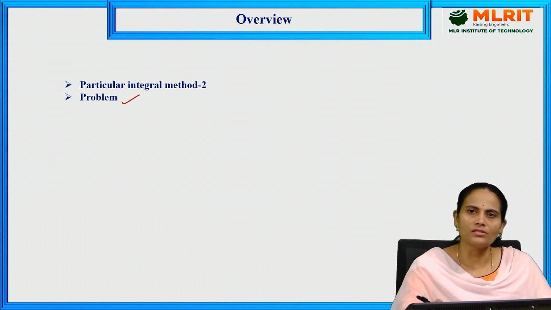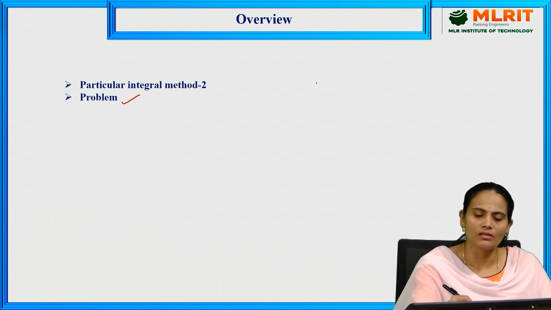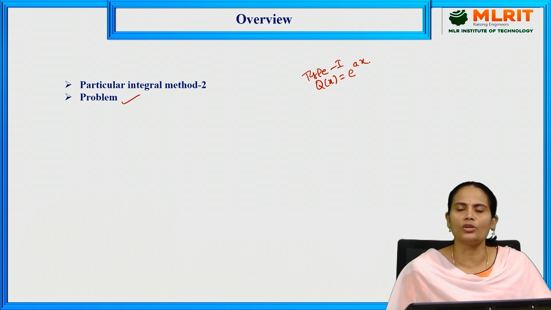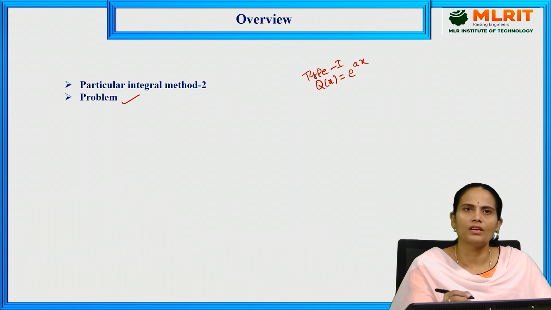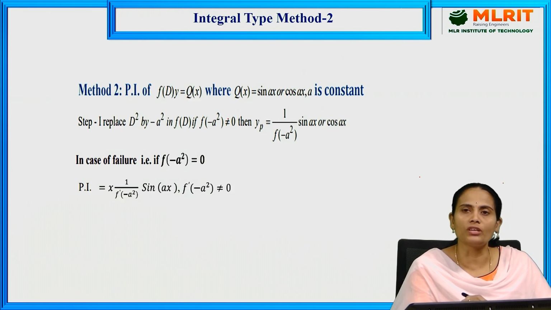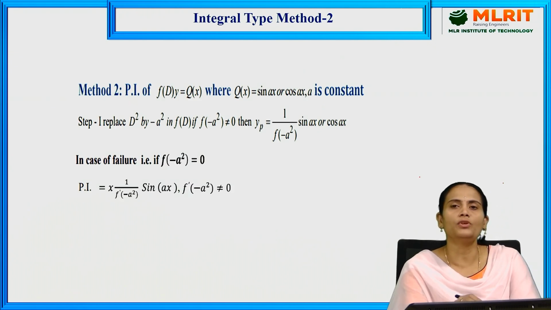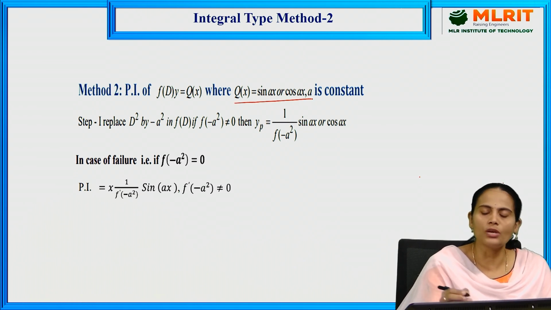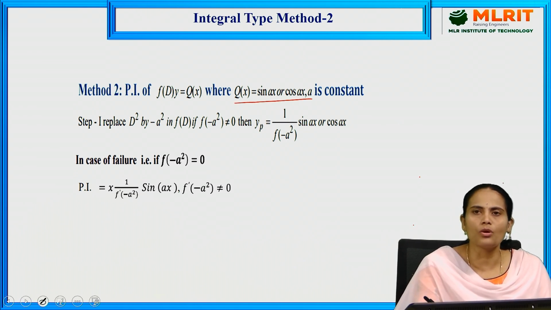In the last session, we saw type 1 of the particular integral, which is Q of x equal to e power ax. Now we will see the problem on type 2. What is type 2, or method 2, of a particular integral? It is Q of x equal to sin ax or cos ax, where a is a constant.